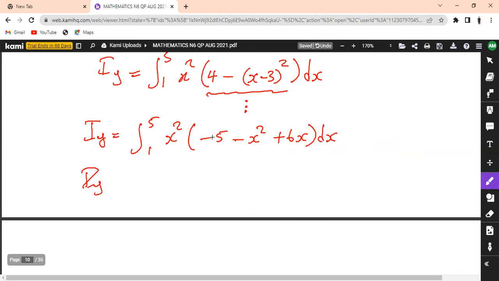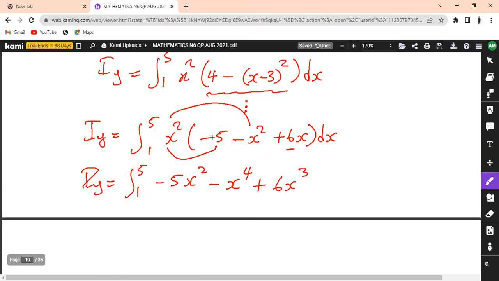So let us expand the brackets here. If you expand, it's going to be the integral from 1 to 5. So it's x squared and 5 minus 5, so it's going to be minus 5x squared. Then this is going to be minus x to the exponent of 4; we add the exponents, 2 plus 2, that's 4. Plus it's going to be x squared and 6x, which is 6x to the exponent of 3. So this is what you're going to have as your integral with respect to x.